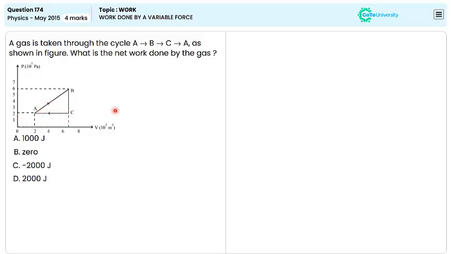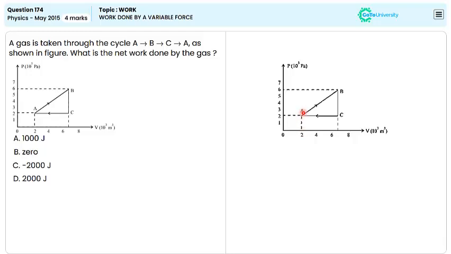on the PV diagram. The cycle is in the form of a triangle on the PV diagram. The vertices of the triangle are points A, B and C. Since the PV diagram shows a pressure-volume relationship, the work done in a cycle is equal to the area enclosed by the cycle. The area of the triangle is given by half into base into height.